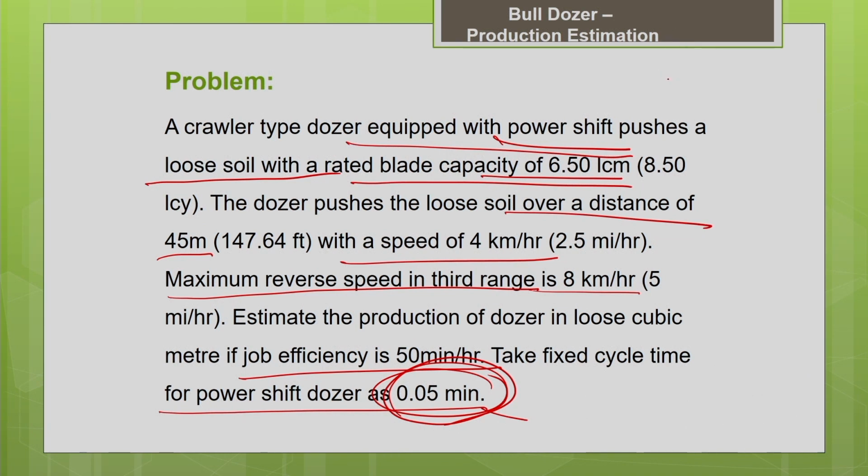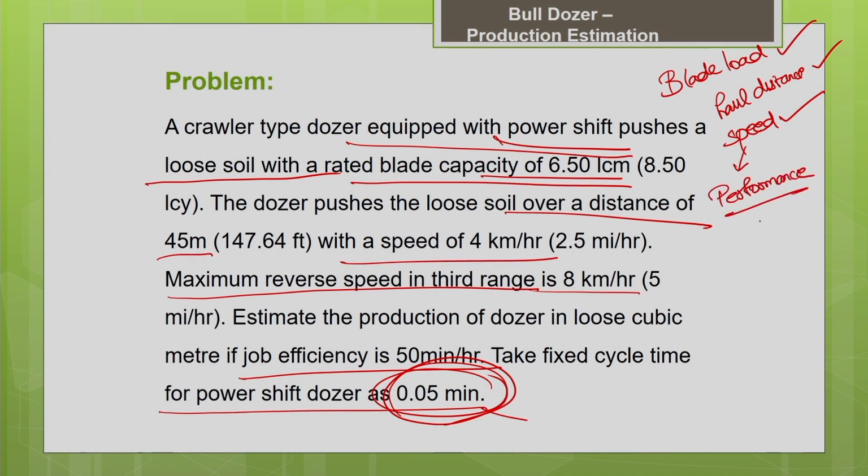You know the blade capacity, you know the blade load. You know the haul distance, the dozing distance is known. You know the speed of the machine. If the speed is not given, in that case we have to go for the performance chart. With the help of the performance chart, you have to find the speed. But in this problem, speed is given to you directly. So you know the haul distance and speed, so you can calculate the cycle time. Based on these input parameters, I can estimate the productivity of the bulldozer. So let us see how it is done.